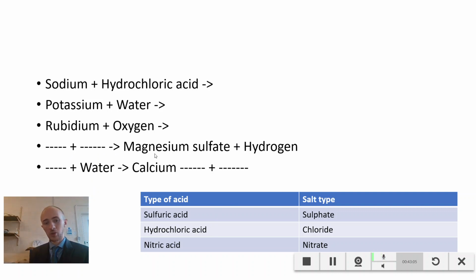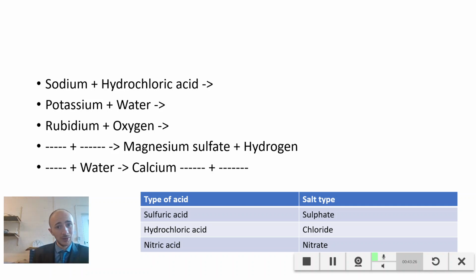Well, something plus water makes calcium something plus something. Well, if I'm going to make calcium anything, I need calcium, so calcium plus water. Calcium plus water makes calcium what plus what? Calcium hydroxide and hydrogen. And that's the end of that. It's just that simple. Is it simple? I'm not sure. Now, this is very difficult.